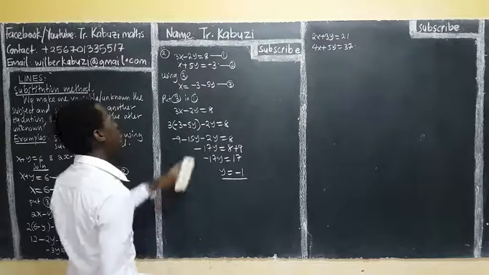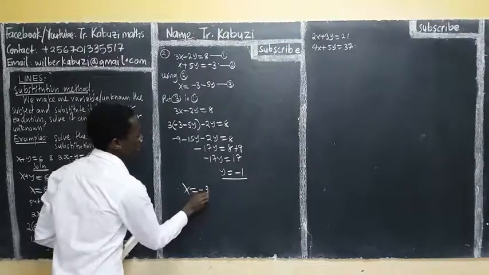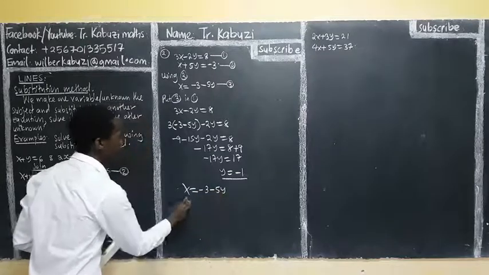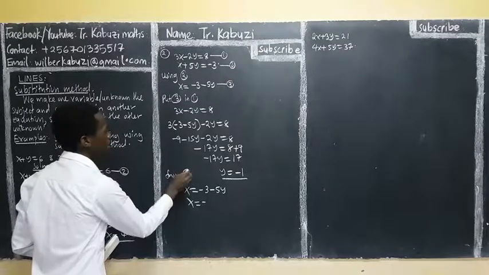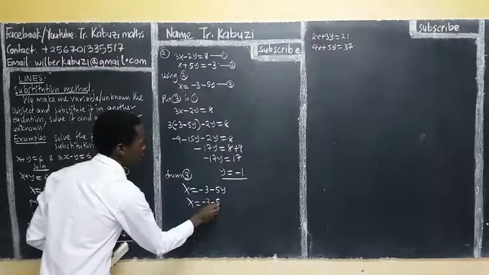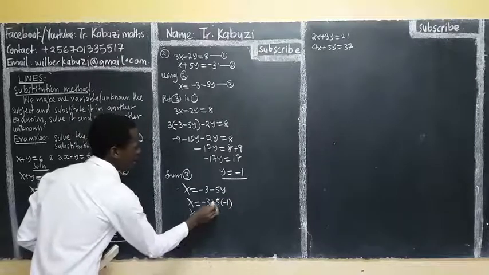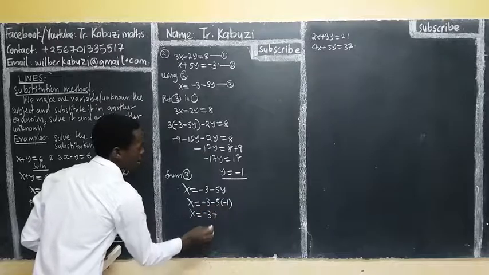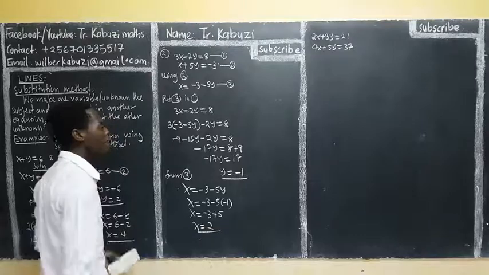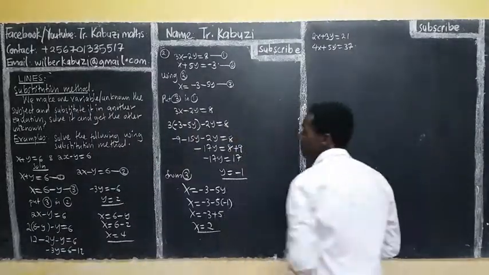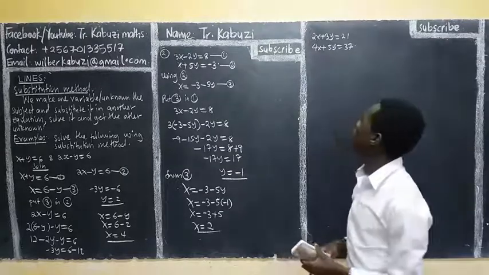So if we have y as negative 1, you come back and substitute into x equals negative 3 minus 5y, from equation 3. Negative 3 minus 5 into negative 1, so x will be negative 3 plus 5, so that x will be 2. So you have solved that simultaneous equation using substitution.